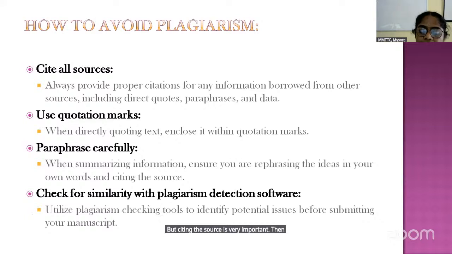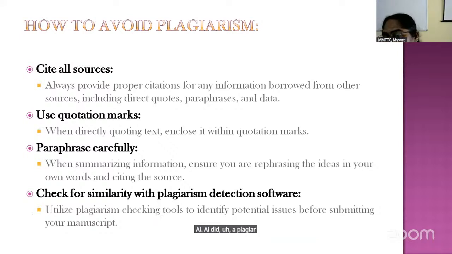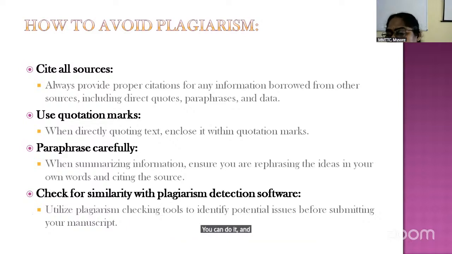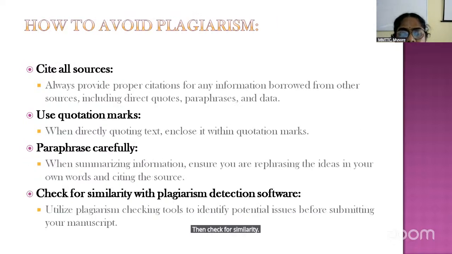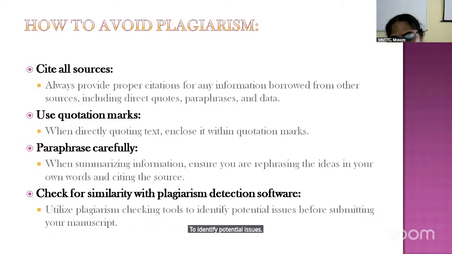Then check for similarity with plagiarism detection software. As sir told now, AI. AI for plagiarism checking, I think as of now, is not acceptable. It is only for your sake that you can do it, and you can correct it if it is not a qualifying paper to publish in the journal. For your own satisfaction, you can do it. Check for similarity with plagiarism detection software. Utilize plagiarism checking tools to identify potential issues before submitting your manuscripts. As now I told you.